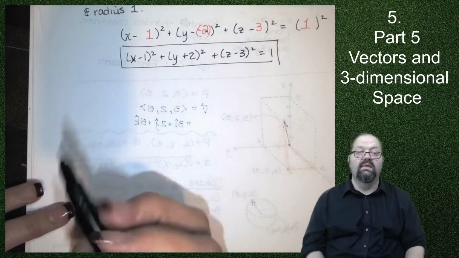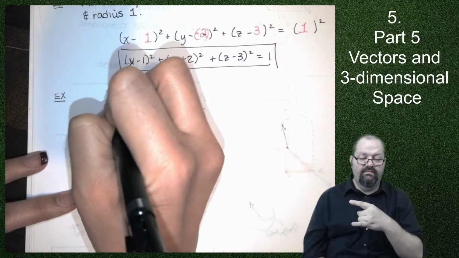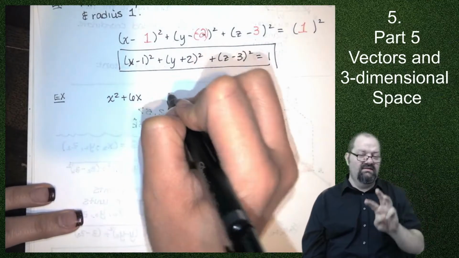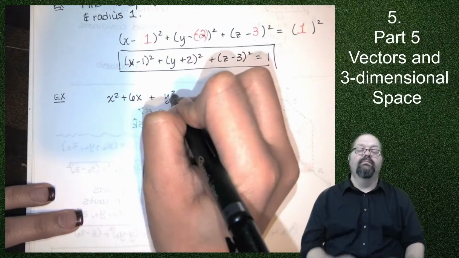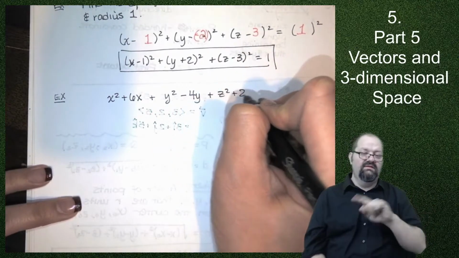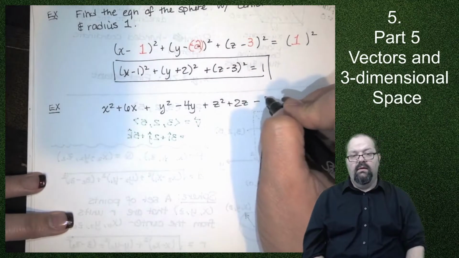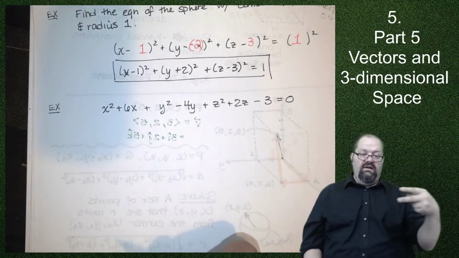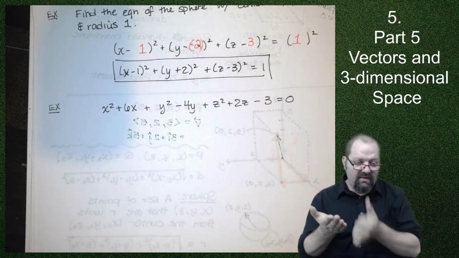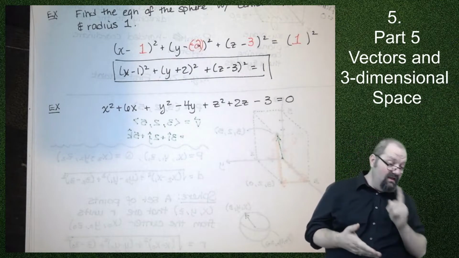Now sometimes you'll see an equation like this, and they'll say x squared plus 6x plus y squared minus 4y plus z squared plus 2z minus 3 equals 0. Now I just made this up, so the radius is probably not going to be very nice, but they might tell you this is an equation. It may or may not be a sphere. Figure out what it is.